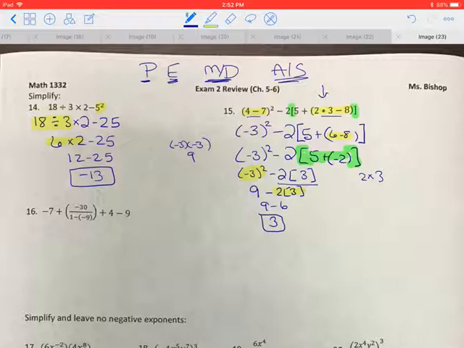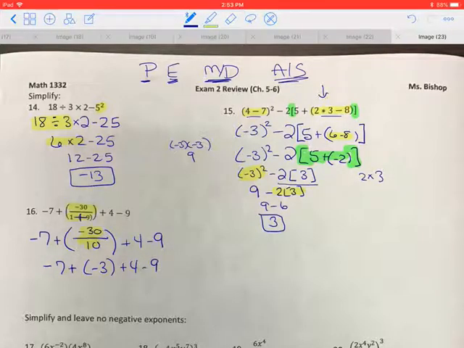Now for number 16, I definitely want to start with my parentheses. So I want to do this first. I'm going to bring all of this down. Now in my fraction, I can't do much with the top yet. Notice on the bottom I have 1 minus a negative 9. That makes 1 plus 9, so that gives me a 10. And then staying within my parentheses, I'm going to simplify that to a negative 3.